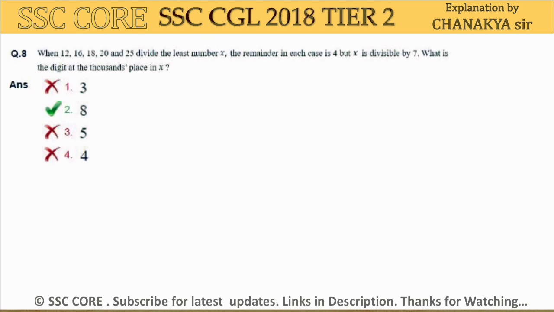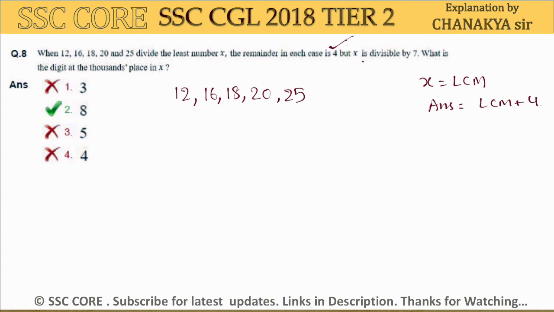Question number 8. When 12, 16, 18, 20 and 25 divide the least number x, the remainder in each case is 4, but x is divisible by 7. What is the digit at thousands place in x? See, when 12, 16, 18, 20 and 25 divide a least number x, x is definitely LCM. And remainder is 4 in each case. So remainder is 4. So answer is LCM plus 4.